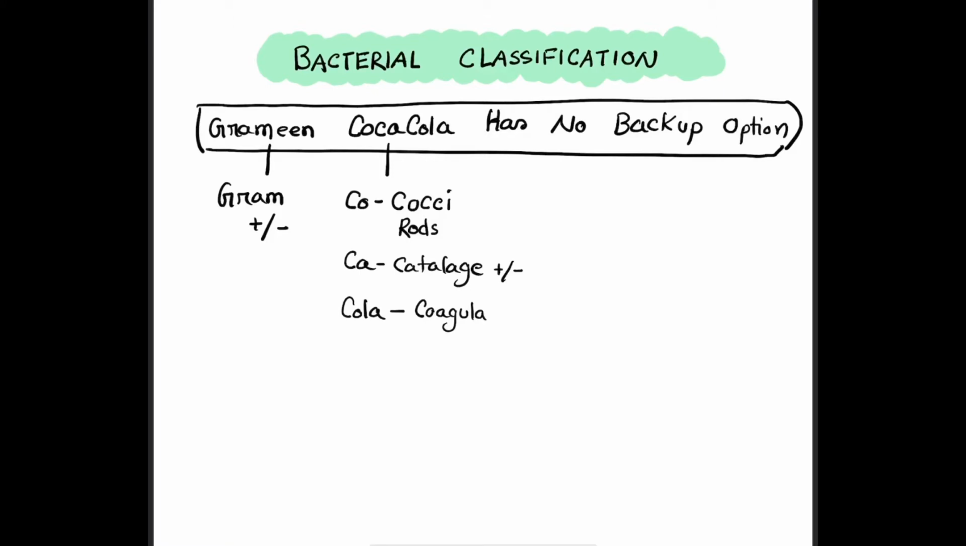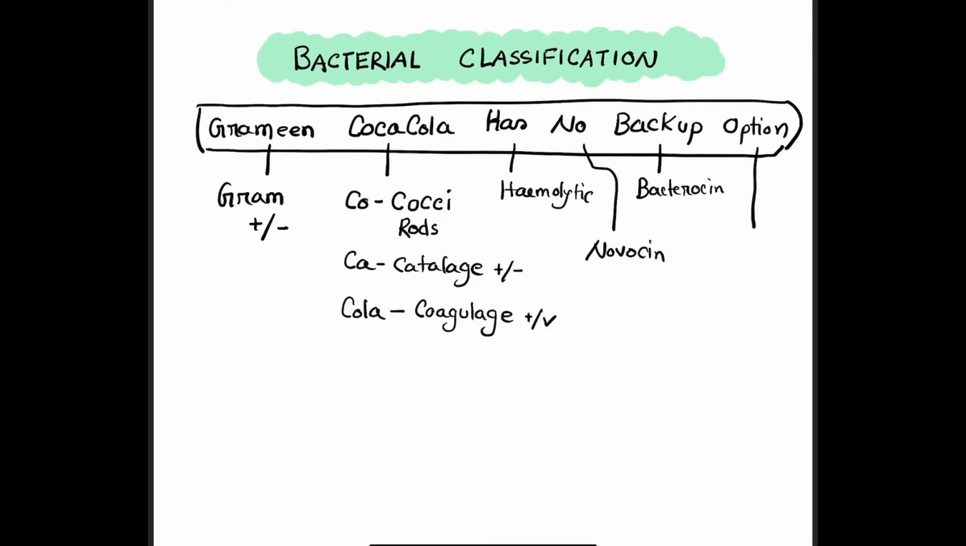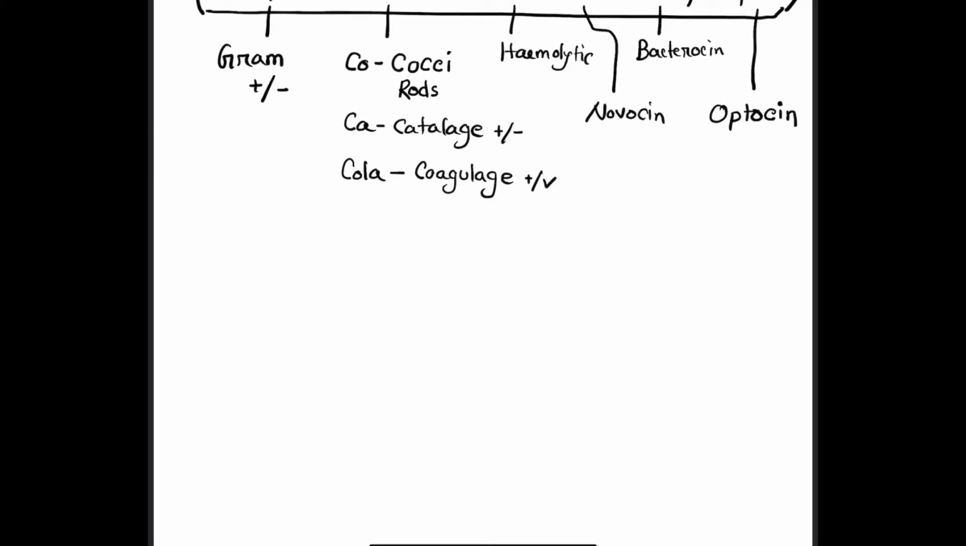So this is "cola," and the first "co" was cocci or rods. Coagulase can be positive or negative. "Has" indicates hemolytic or not. "No" means novobiocin or not. "Backup" means bacitracin or not. And "option" means optochin positive or negative. Okay, so let's go for the action.